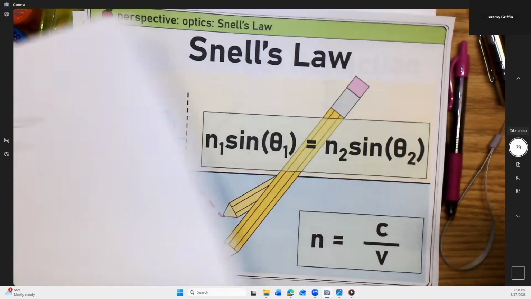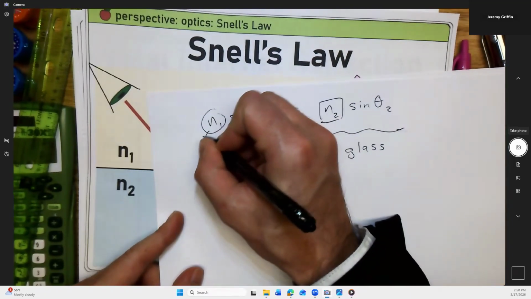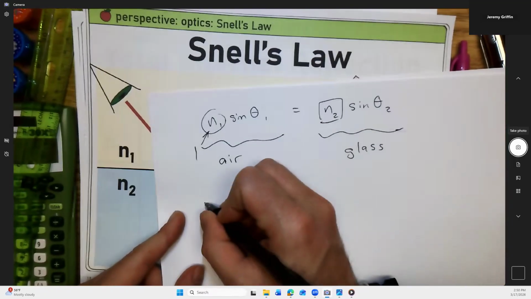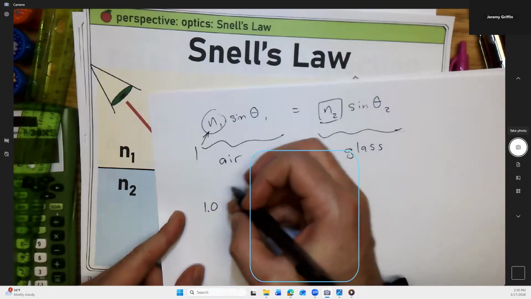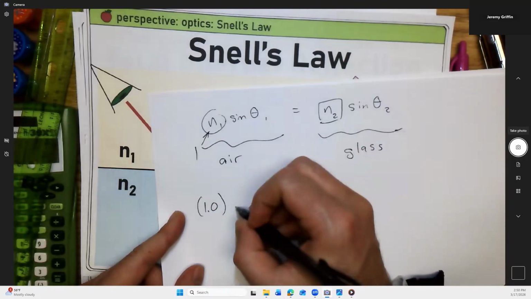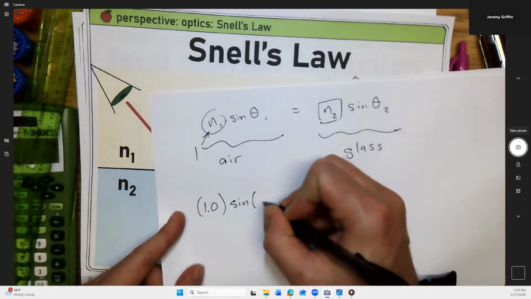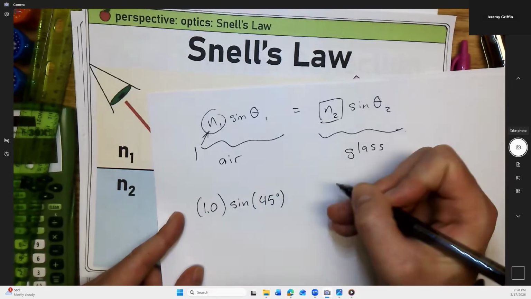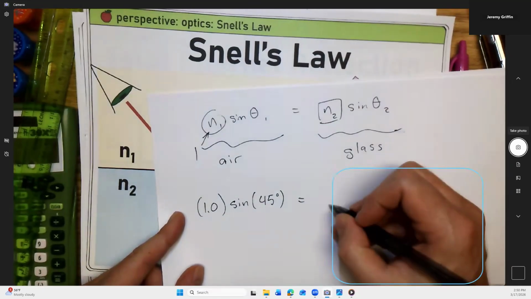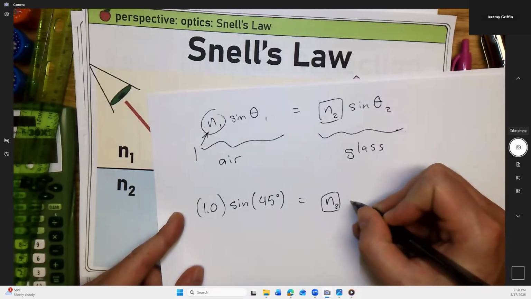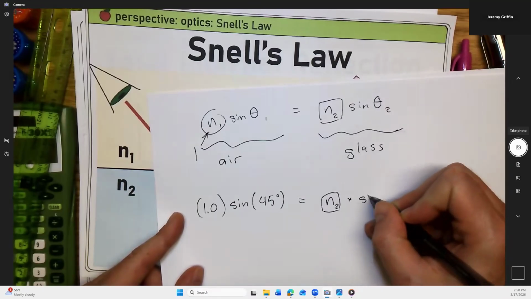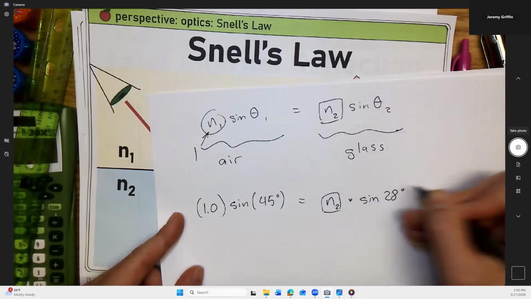Okay, so tomorrow when you do the lab, in place of n1, can you just put 1.0? I think it's like 1.008, something like that. We'll just call it 1.0. Okay, sine. On the side of the air, we were looking at a 45-degree angle. And on the side of the glass, I'll call it 28 degrees maybe. It's just eyeballed, but pretty close to that.